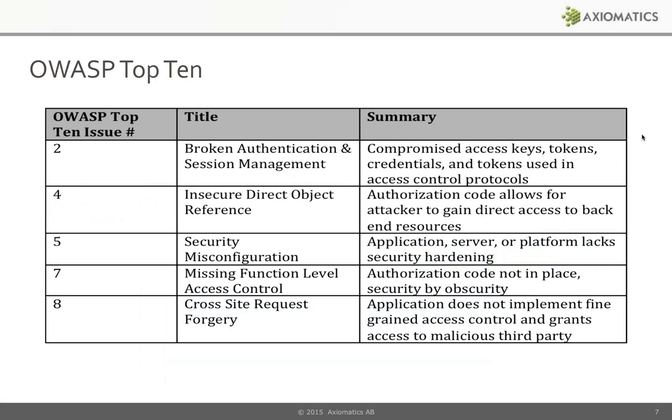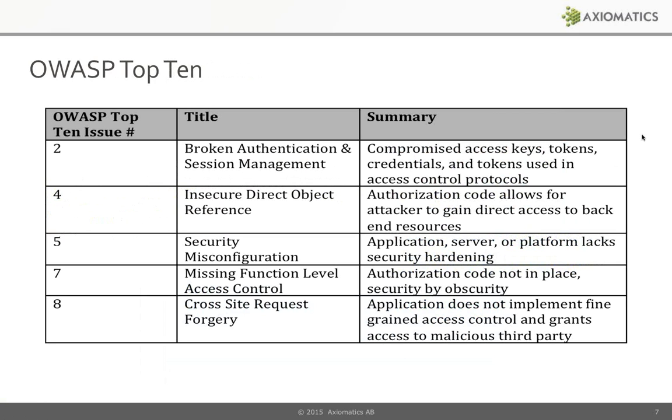Security misconfiguration, missing function level access control where authorization code is not in place and you're just relying on security by obscurity. That is the chewy center. I mean, that is the center of the Jolly Rancher. Well, nobody could get by the front end, but if they do, it's sort of game over. And then cross-site request forgery.